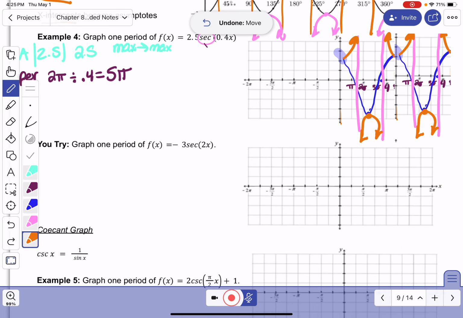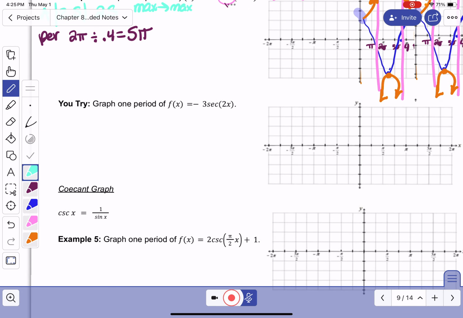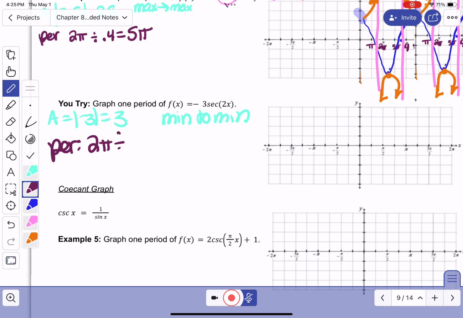All right, so if we look at the next one, secant tells us cosine. So our amplitude is going to be positive 3. We're just going to go min to min. And then our period is going to be 2 pi divided by 2, so we get pi. So that means our graph's going to go from 0 to pi. Our minimum is at -3, so we're going to go -3 to -3, top, middle. There's our cosine.